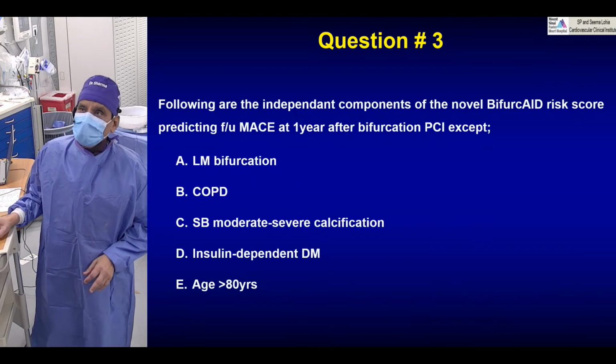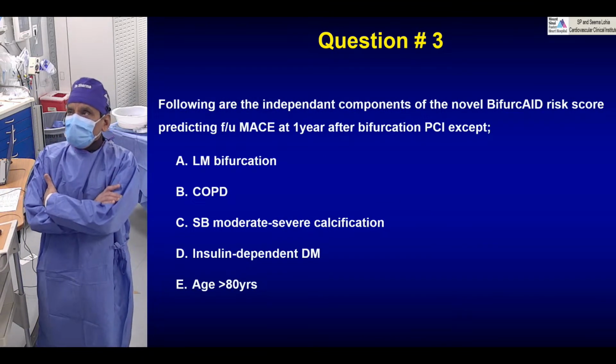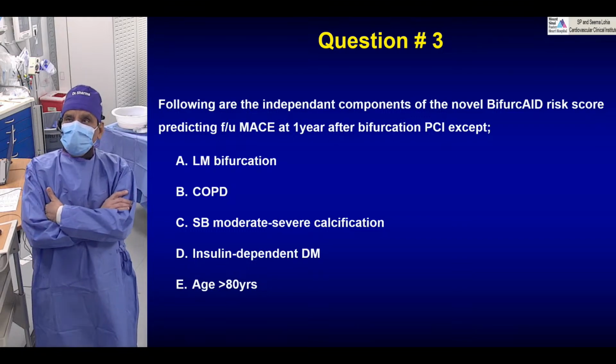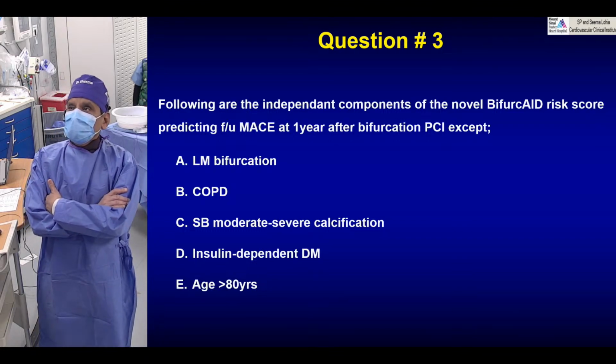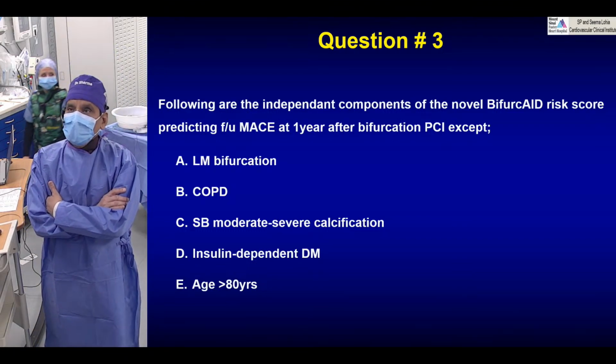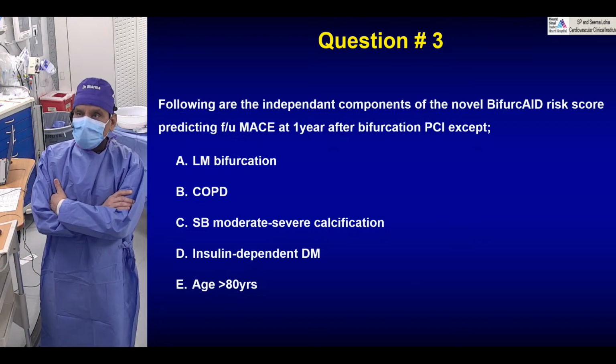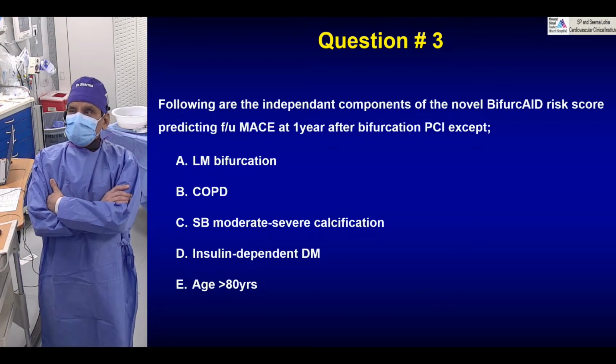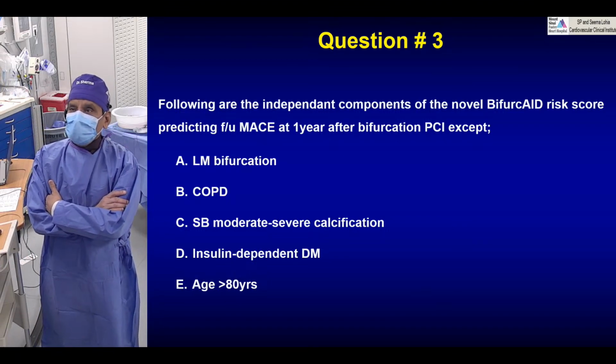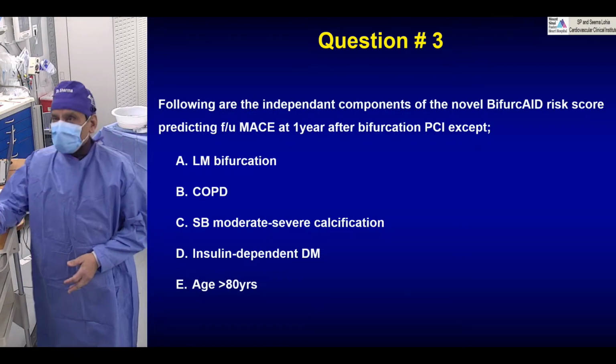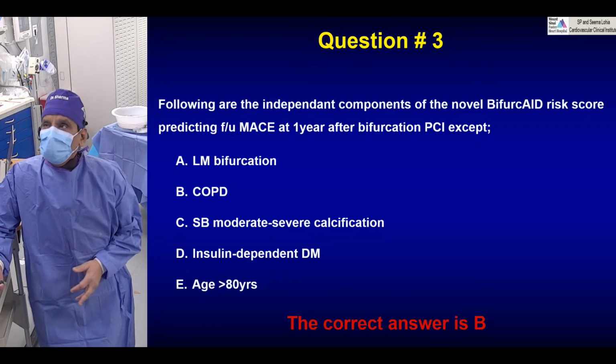Lastly, the following are the independent components of the novel bifurcation risk score predicting follow-up MACE at 1 year after bifurcation PCI, except: left main bifurcation, COPD, side branch moderate to severe calcification, insulin-dependent diabetes, and age more than 80. Remember, COPD is not the independent component.